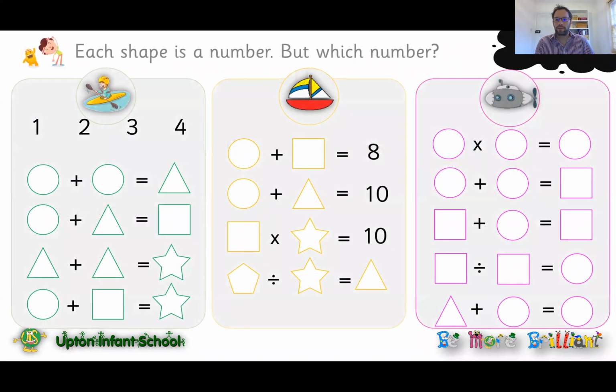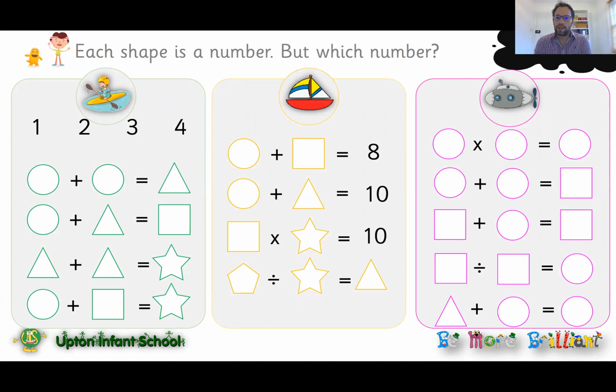Okay, let's get our maths brains warmed up. I've got 3 challenges for you to choose from today. And in all of these challenges, you've got to work out what number is represented by the shapes. And let's look at the first challenge, the green one. All of those shapes there could be either the number 1, 2, 3, or 4. All of the circles would be the same number. All of the triangles would be the same number. All of the squares would be the same number, and all of the stars.